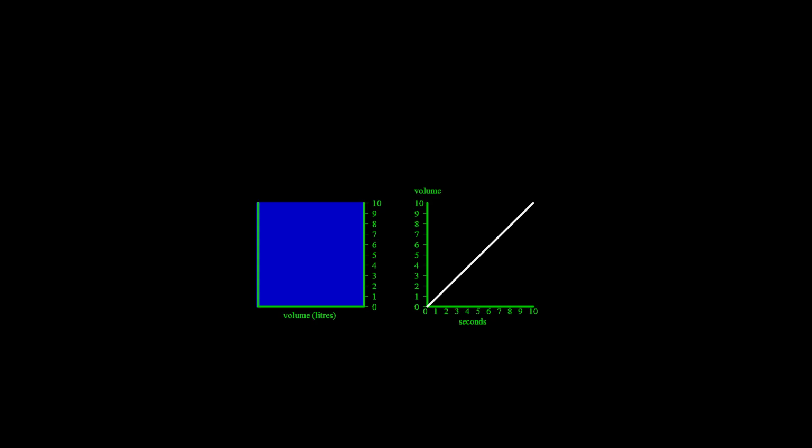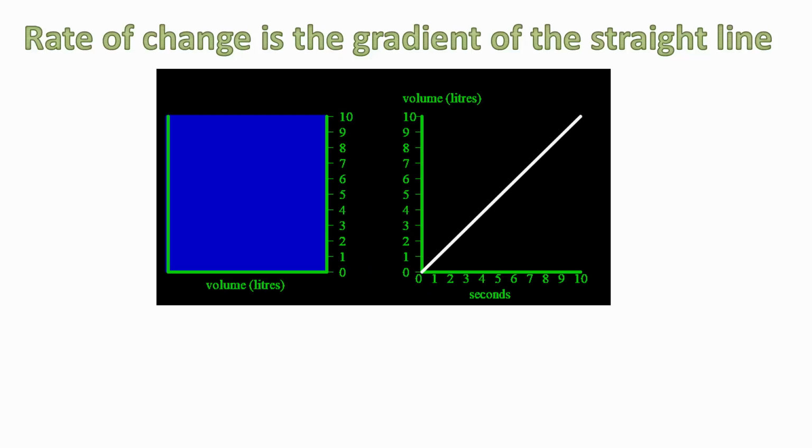Let's do a bit of analysis on this. The rate of change is the gradient of the straight line. Now gradient means how steep the line is, and we can get a measure of that by doing the following. We create a right angled triangle, as you can see, underneath the line, and the vertical side of the triangle is called the rise, and in this case it has a length of 5, and that's coming from the 7 minus 2 on the vertical scale.